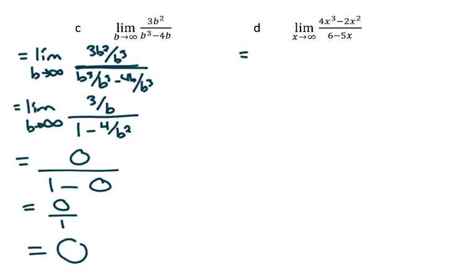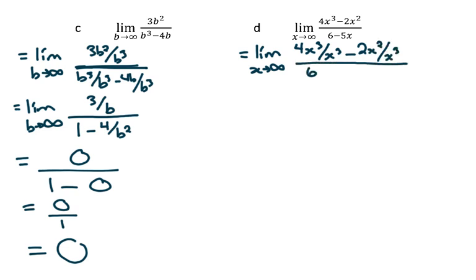D, we're back to x approaching infinity. Again, the variable doesn't matter. We'll divide by the highest power of x, which happens to be x cubed. So 4x cubed over x cubed minus 2x squared over x cubed over 6 over x cubed minus 5x over x cubed.